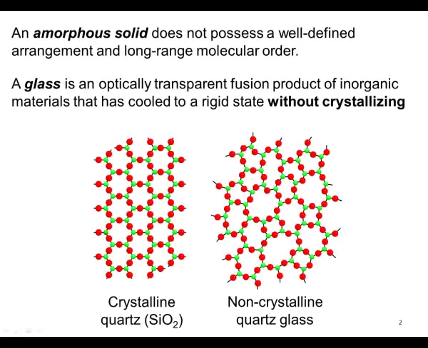An amorphous solid does not possess a well-defined arrangement and long-range molecular order. A glass is an optically transparent fusion product of inorganic materials that is cooled to a rigid state without crystallizing. Notice the difference between crystalline quartz, silicon dioxide, and non-crystalline quartz glass.